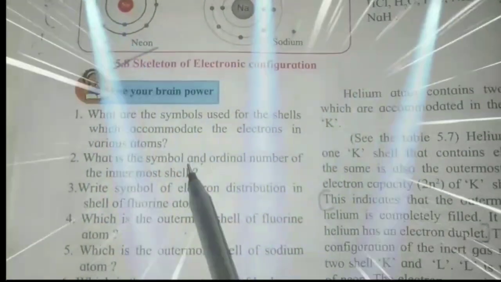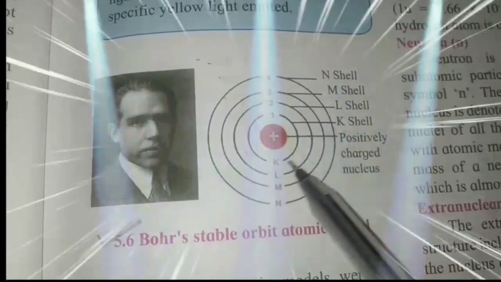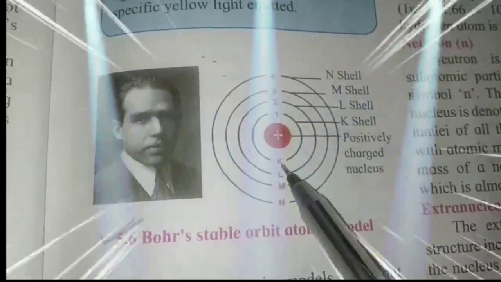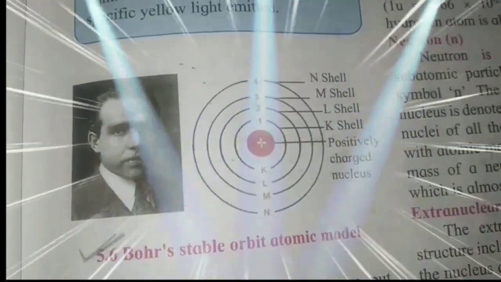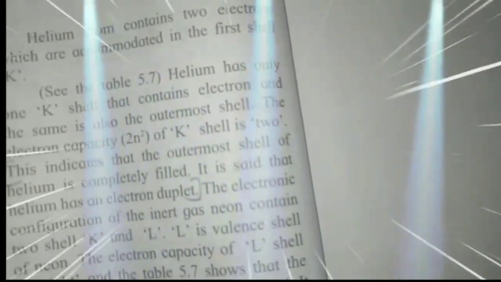Okay, see question number 2. What is the symbol and ordinal number of the innermost shell? So the innermost shell, let us see in the diagram. See students, the innermost shell is K. Okay. See the next question. What is the symbol and ordinal number? The ordinal number is 1.